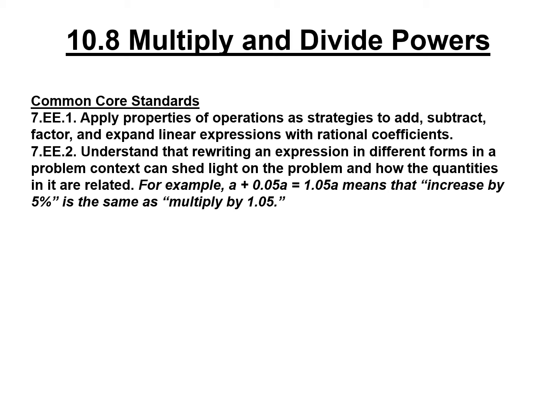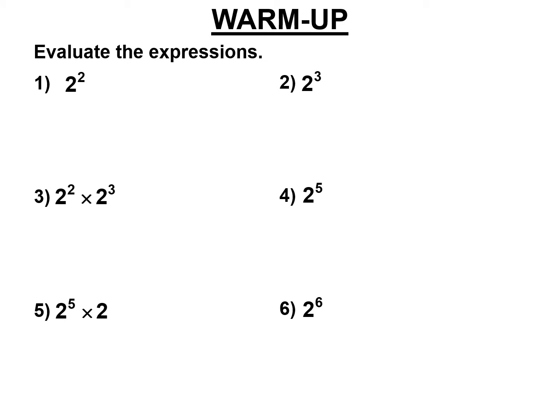So we're going to take multiplying and dividing of variable terms to the next level. It's called multiplying and dividing powers in 10.8. So 2 squared is 2 times 2, which is 4. 2 cubed is 2 times 2 times 2, which is 8. Now the next one is 2 squared times 2 cubed. So 2 squared we just said was 4. 2 cubed is 8, so 4 times 8 is 32.